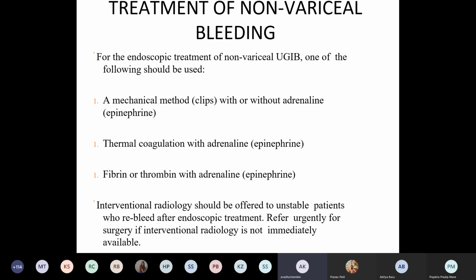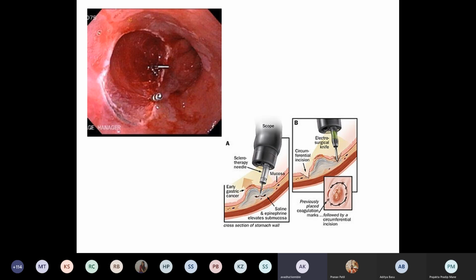Now, again, the endoscopic treatment of non-variceal upper GI bleeding. The mechanical method is with clips. Usually clips are put at the base of the vessels which are present. Thermocoagulation, and injection with adrenaline, fibrin or thrombin with adrenaline. These are some of the preferred treatments of non-variceal bleeding. In this figure, you are seeing how a clip is applied to the vessel which is seen, so that it will control the bleeding actively and acutely.